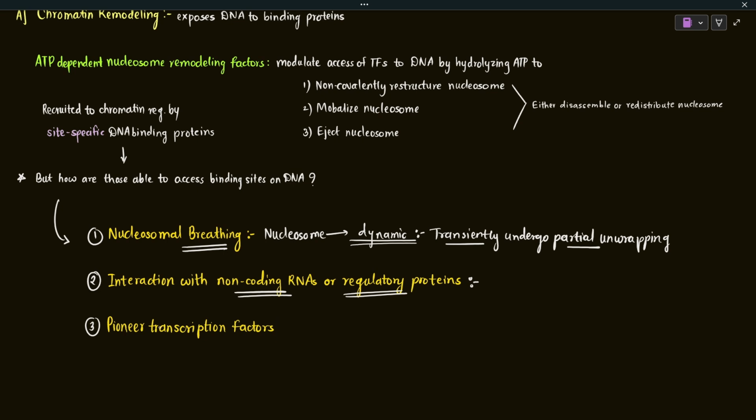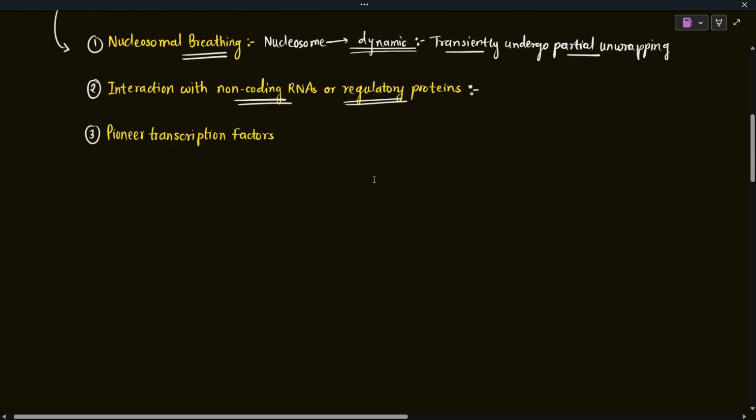The other possible mechanism for recruitment of chromatin remodelers is the pioneer transcription factors. So what are pioneer transcription factors? Are they different from transcription factors? Yes, obviously they are different from transcription factors because they can bind to the nucleosomal DNA as well. So how did scientists discover that such transcription factors exist?